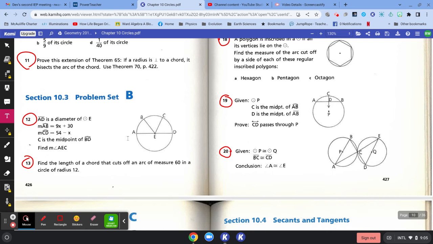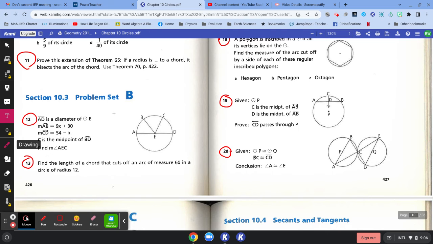We know that AD is a diameter of circle E. The measure of arc AB is 9x plus 30. The measure of arc CD is 54 minus x. And C is the midpoint of arc BD. You should pause the video and see if you can figure out the measure of angle AEC, using some simple algebra and analysis of what the information says. Assuming you paused and you've come back, I'm going to walk through fairly quickly how to deal with this.